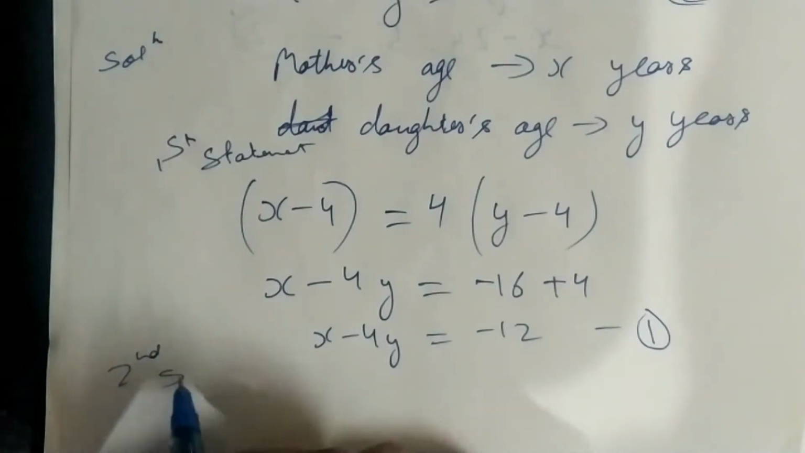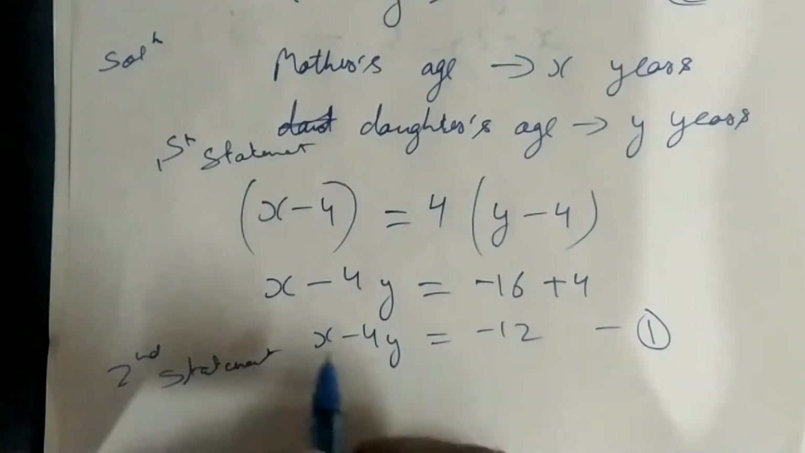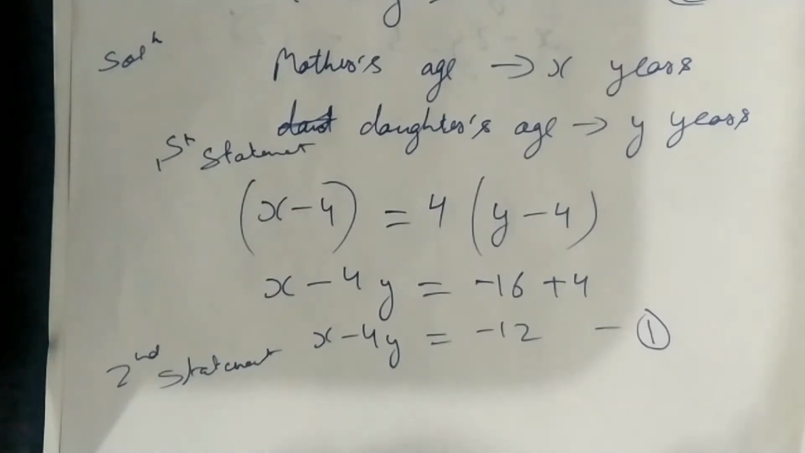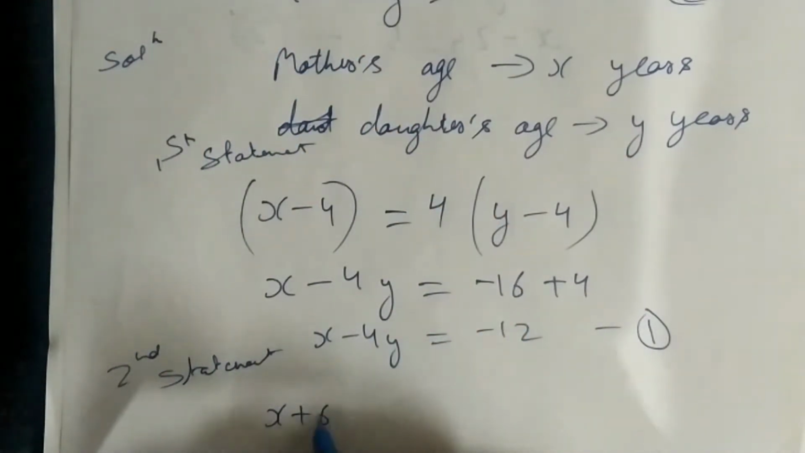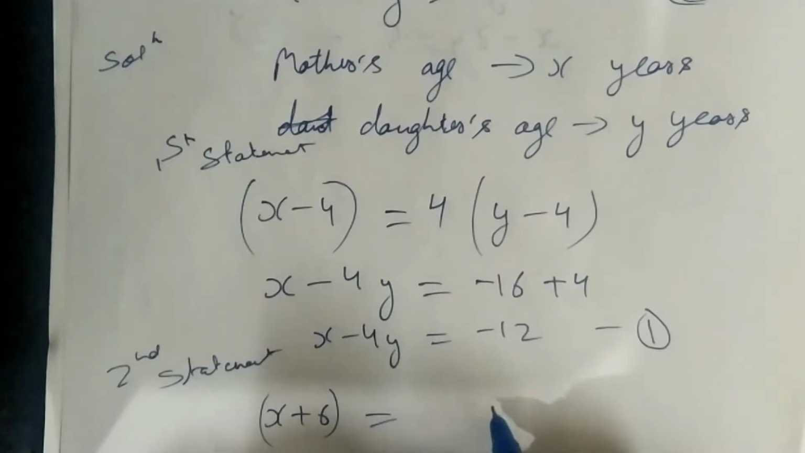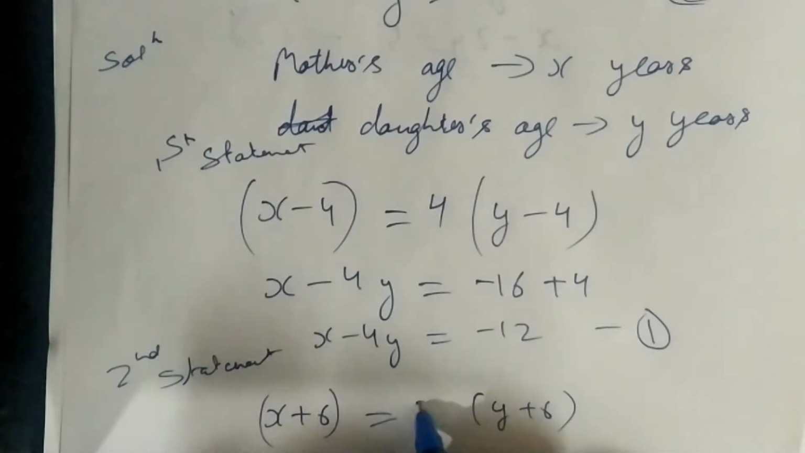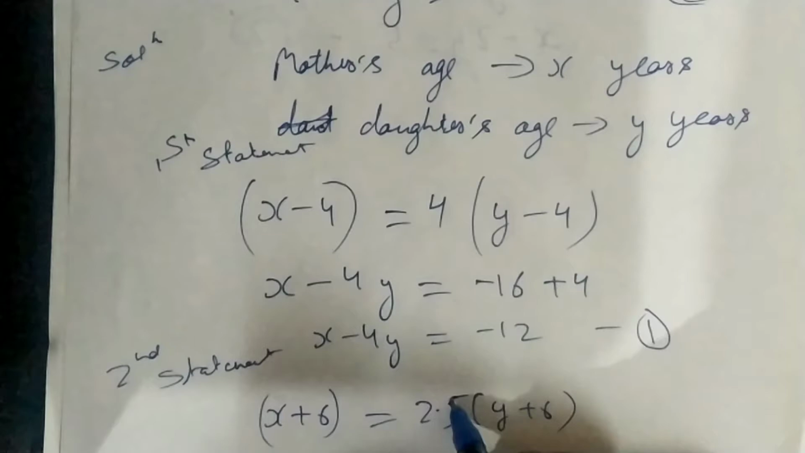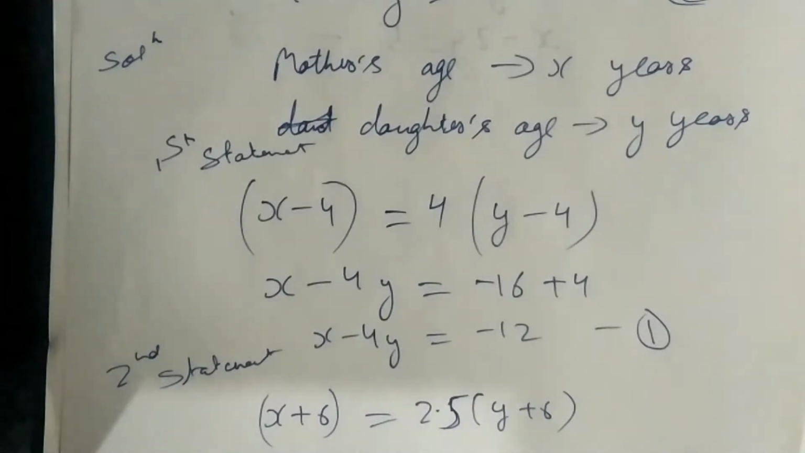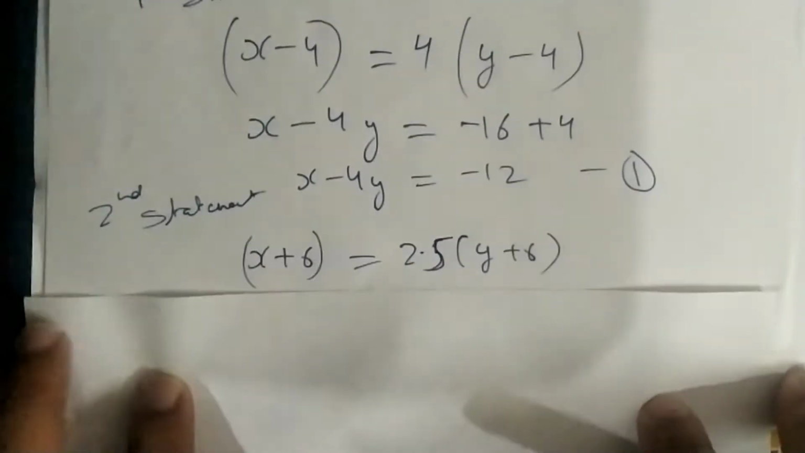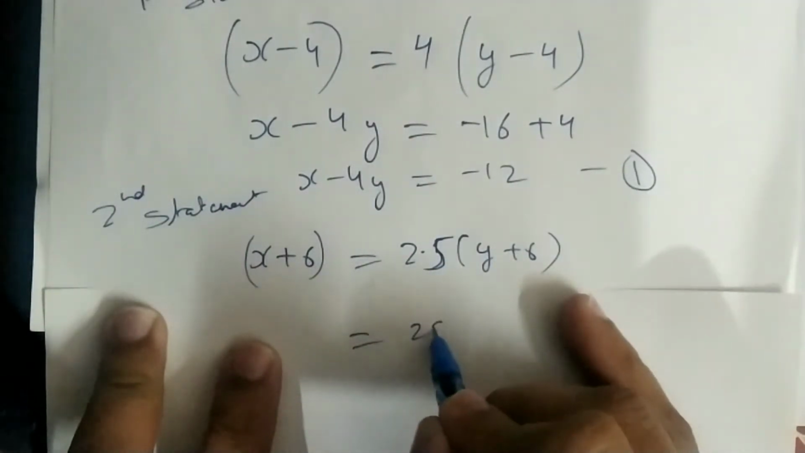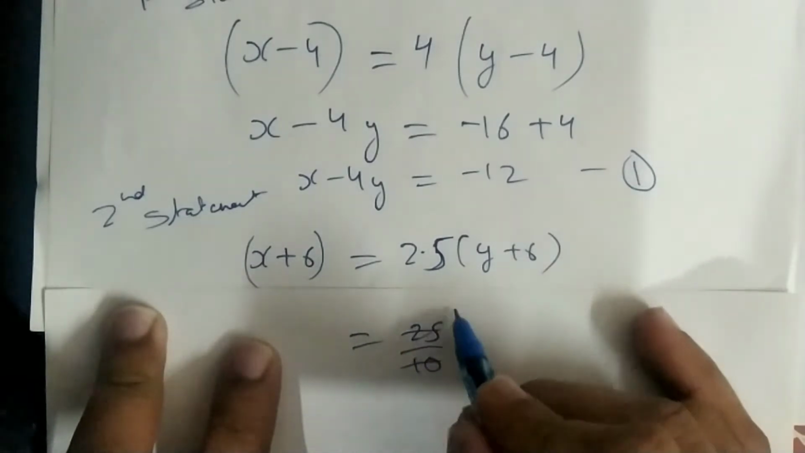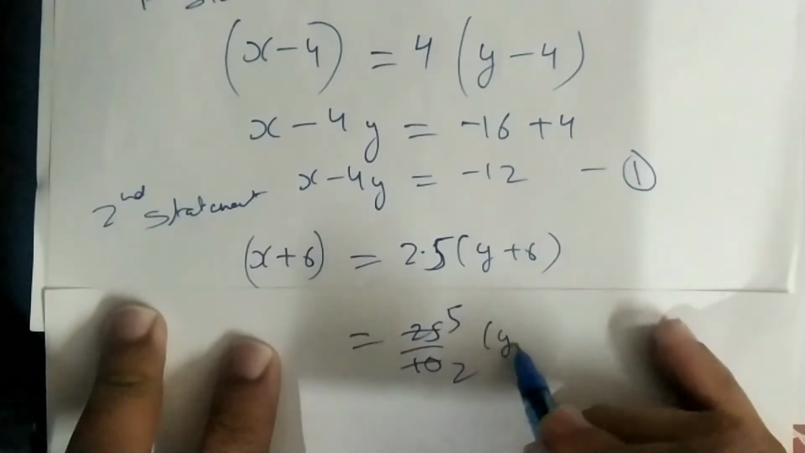Now the second statement. According to the second statement, 6 years later the mother will be 2.5 times as old as her daughter. 6 years later, x plus 6, y plus 6, 2.5 times, that is 2.5. So that means we can also write 5 by 2. 25 upon 10 is just 5 by 2.